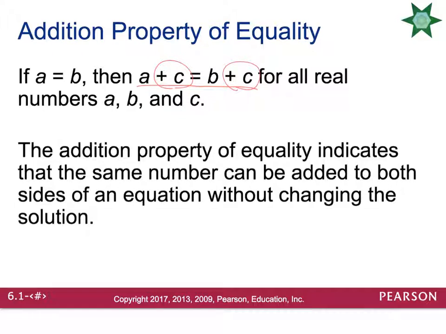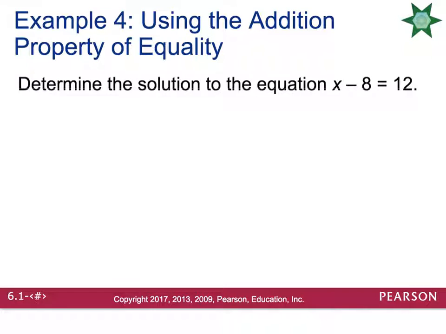So let's look at an example. I have the equation x minus 8 equals 12. And I really want to get the x alone, but there's a minus 8 on that side with it. So what I need to do is do the opposite of minus 8 to make it cancel. As long as I do that to both sides, my equation will stay balanced. And in this problem, x is 20.